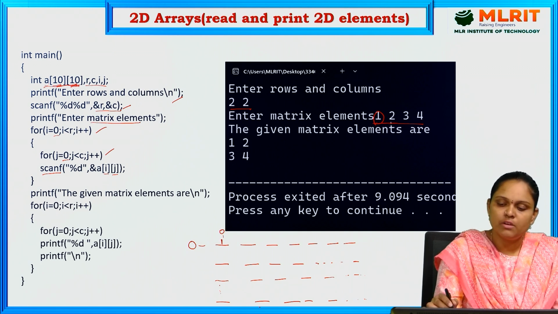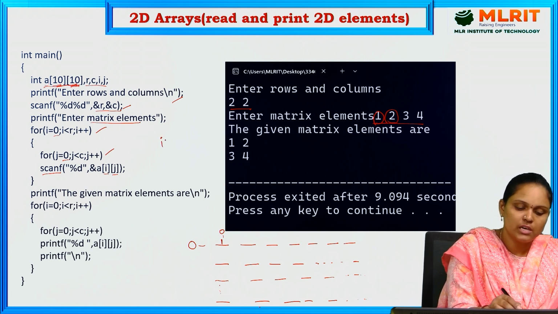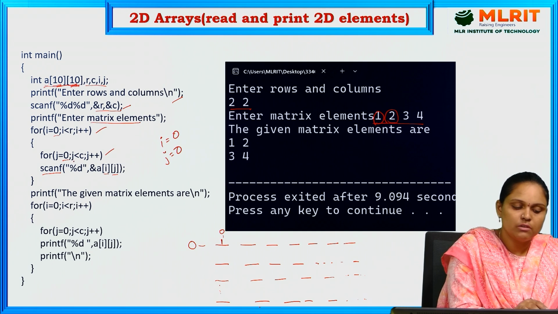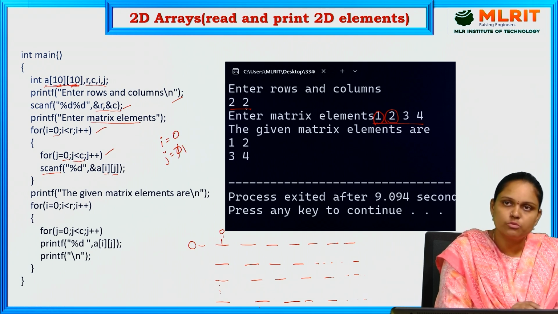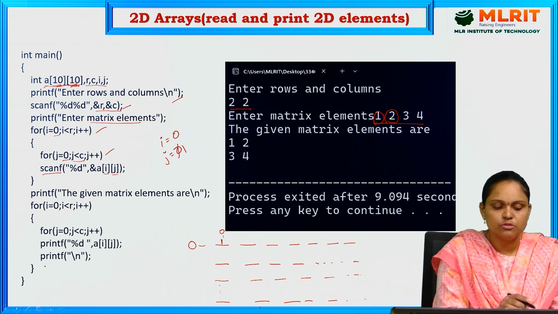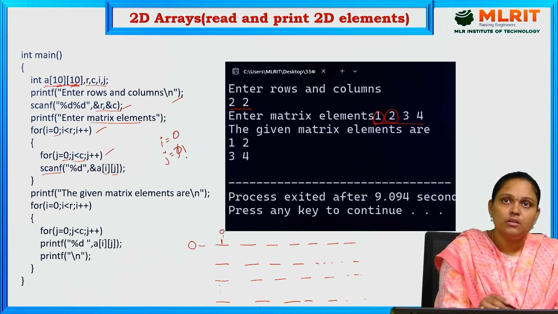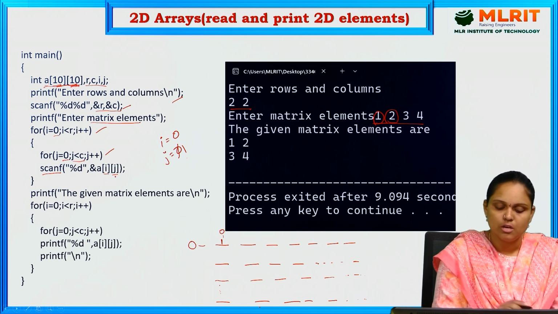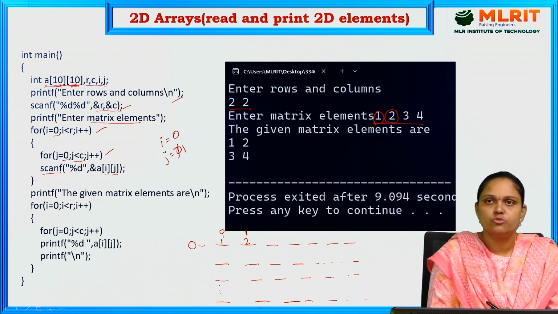And the second value, that is 2, will be stored at the next j value. Initially i will be equal to 0 and j will be equal to 0. And next the j value will get incremented. j will be equal to 1, and 1 less than 2. C value is 2, so the condition is true. So if it is true, then the next value will be read and stored in the 0th row and first column. Since we have i and j values here, i value is 0 and j value is 1. So in the 0th row and first column, the second value will be stored.